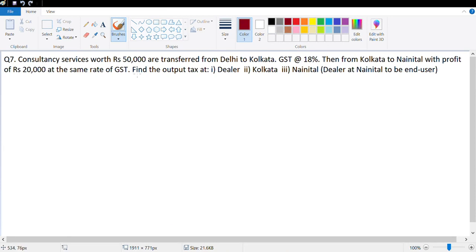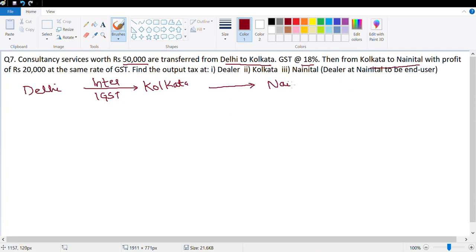It says consultancy services worth 50,000 are transferred from Delhi to Kolkata. So this is Delhi and they are transferred to Kolkata, which means what we have is an interstate transaction, which is only IGST. GST is at 18%. Then from Kolkata this is being sold to Nainital, which is again an interstate transaction, which means we have only IGST, at the same rate of GST.